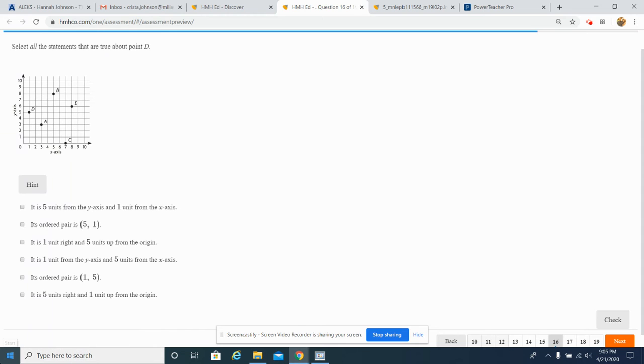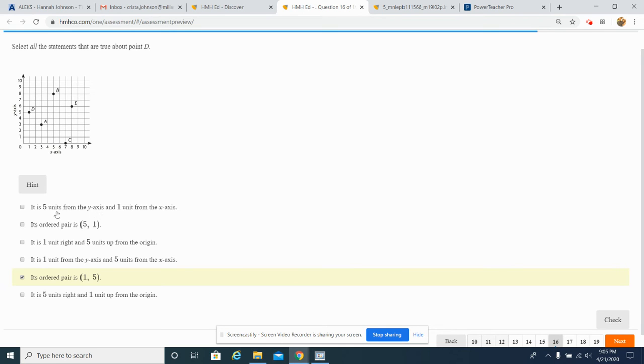Okay, it says, select all, there's that word, all, that probably tells us that there's more than one answer. All the statements that are true about point D. Okay, so here's point D. So first off, I can tell you what the ordered pair is, right? The ordered pair is we go over 1, up 5. So I know right there the ordered pair is 1 and 5.